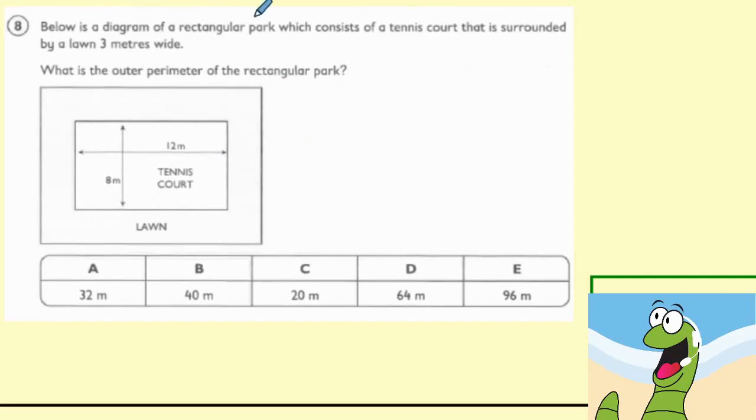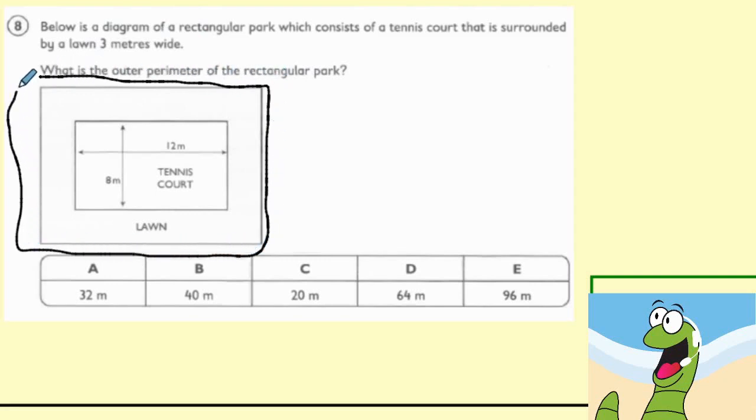Below is a diagram of a rectangular park which consists of a tennis court that is surrounded by a lawn 3 meters wide. What is the outer perimeter of the rectangular park? So what we have defined is the perimeter here. We're given the information of the tennis court, which is 8 meters by 12 meters. We've already been told it has a lawn 3 meters wide. So we know that each one of these, the distance there and there and there, is 3.